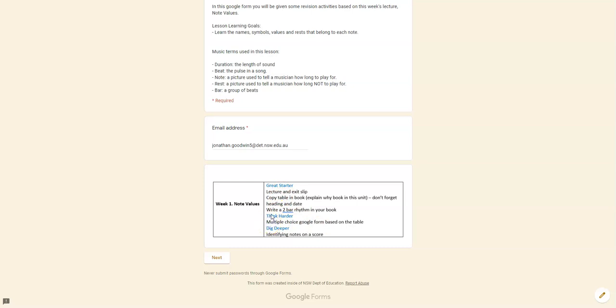Then we have a think harder activity, which is in this Google form. There will be some multiple choice questions based on the note values.